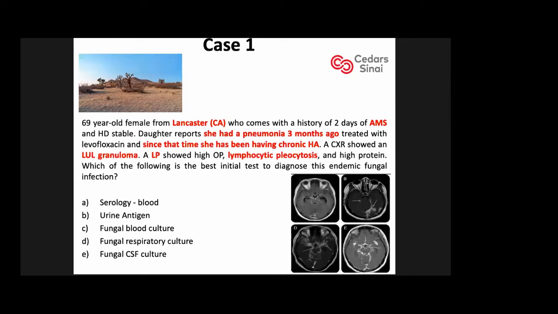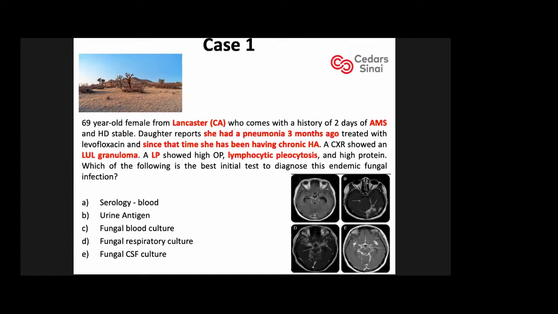Case one is a 69-year-old female from Lancaster, California, and this is how Lancaster looks, who comes with a history of 2 days of altered mental status and is hemodynamically stable. The daughter reports that she had a pneumonia 3 months ago and was treated with levofloxacin. Since that time, she has been having chronic headaches. When she comes to the ED at Cedars-Sinai Hospital, an X-ray shows a left upper lobe granuloma, and because of these chronic headaches and this new altered mental status, they did an LP.